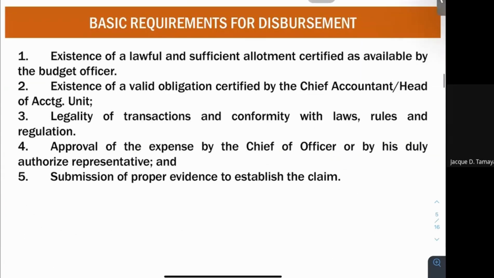So what are the basic requirements for disbursement? The first requirement is the existence of lawful and sufficient allotment certified as available by the budget office. So there is a sufficient and lawful allotment. You already know this one because of the relationship in our registry of your RAOD. What did we say? Your allotment must be greater than your obligation, and your obligation must be greater than your disbursement.